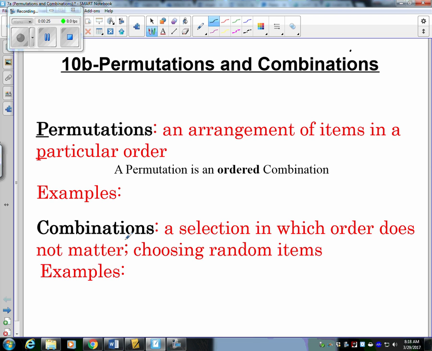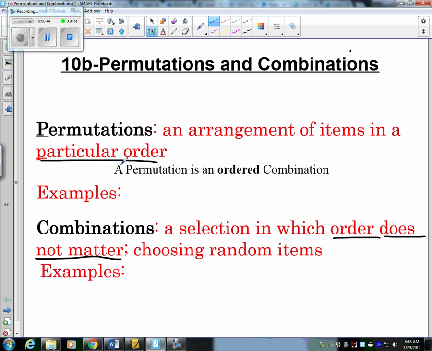Let's define combinations. Combinations are a selection in which order does not matter. So you're choosing random items. The main thing here is that order does not matter, and with permutations, order matters.